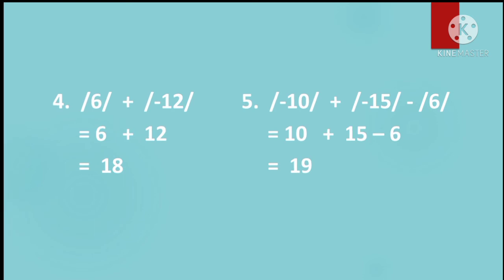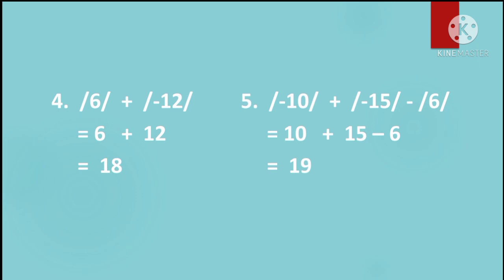Next, in number 5, absolute value of negative 10 plus absolute value of 15 minus absolute value of 6. The absolute value of negative 10 is 10, plus the absolute value of negative 15 is a positive 15, minus the absolute value of 6 is equal to positive 6. 10 plus 15 is 25. Subtracted by 6, 25 minus 6 is equal to 19.